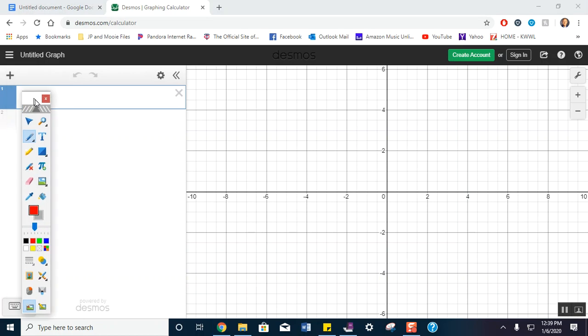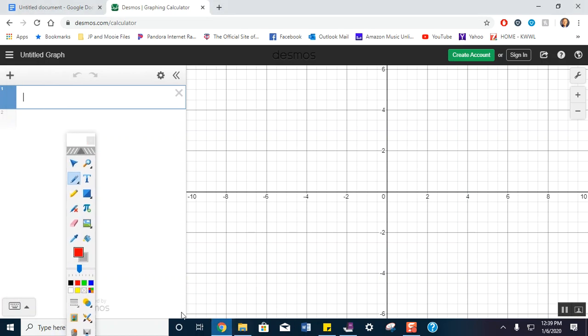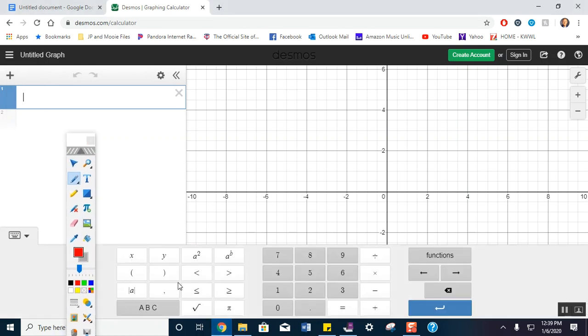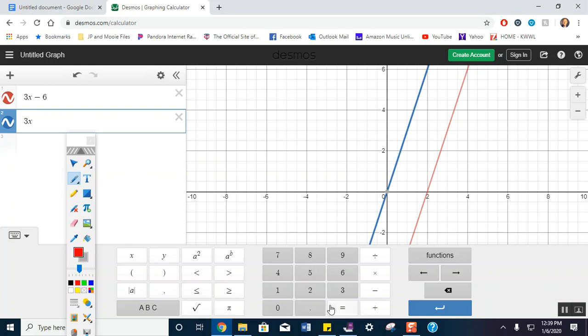What was the original function, kids? 3x minus 6, was that right? Yes. So if I go 3x minus 6 here, again, you can always check these to know if you're on the right track. Okay, there's 3x minus 6. What did we come up with after we translated 4 units up, kids? 3x minus 2. Nice.